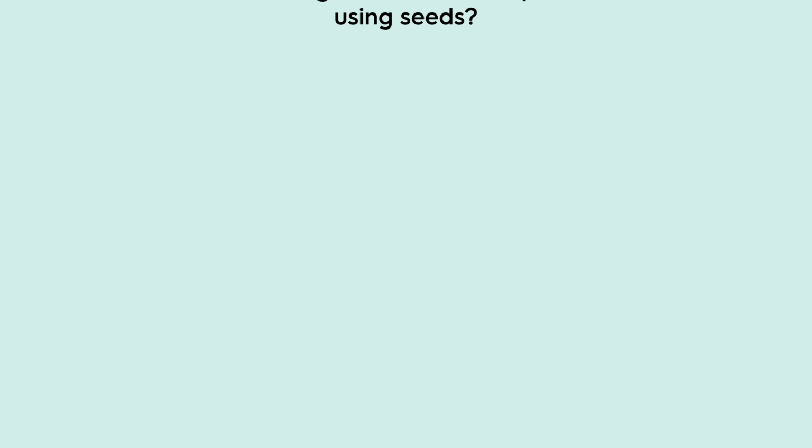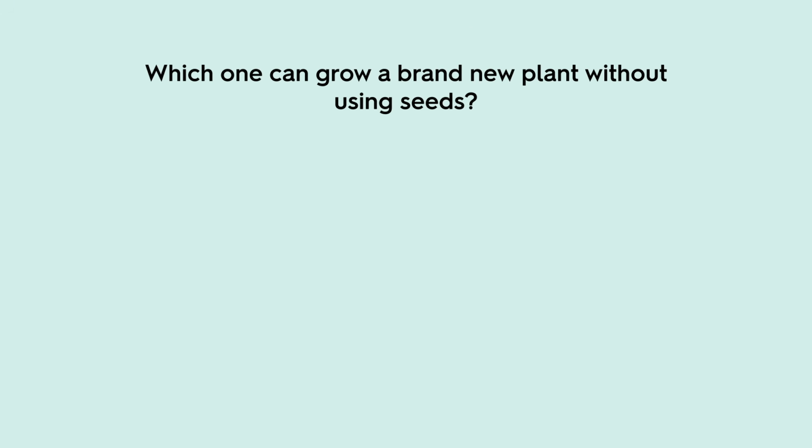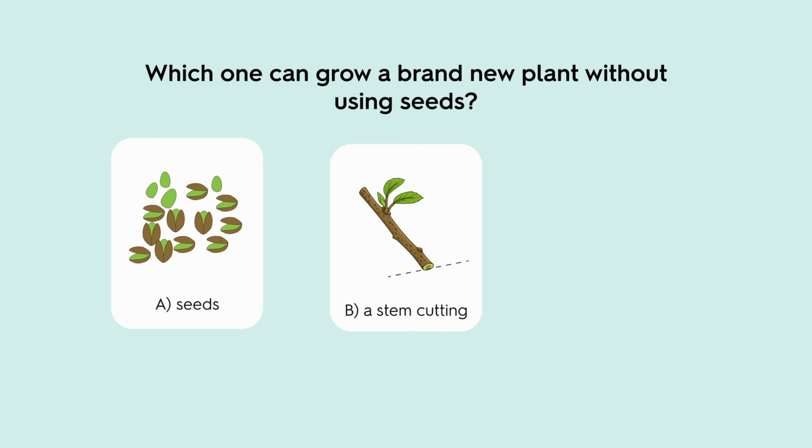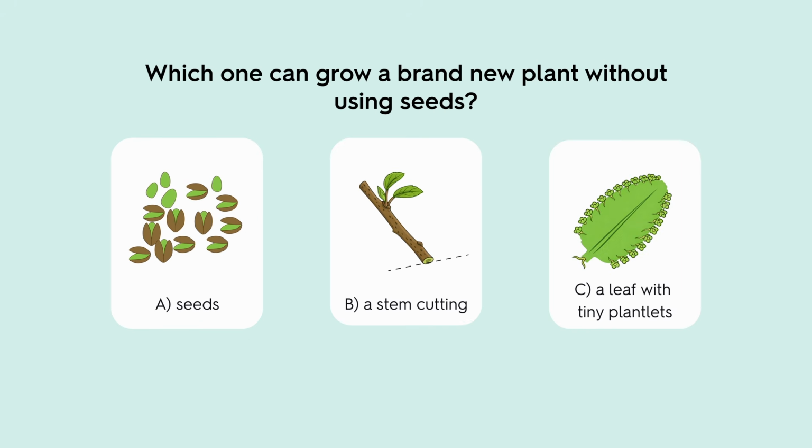Pop quiz. Which one can grow a brand new plant without using seeds? A. Seeds. B. A stem cutting. C. A leaf with tiny plantlets. Lock in your answer, and we'll reveal it in a bit.